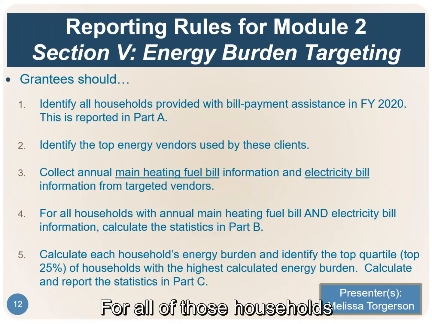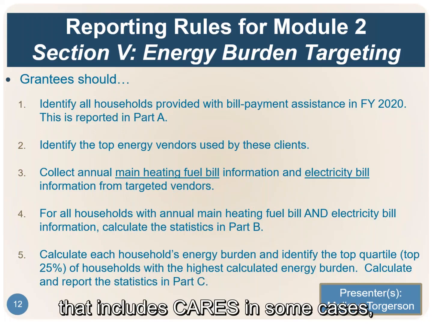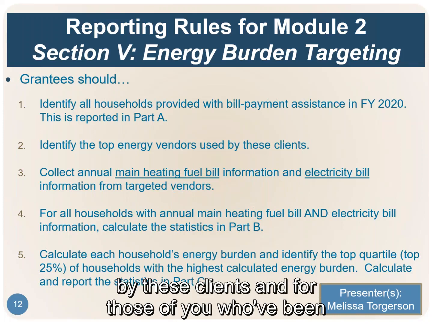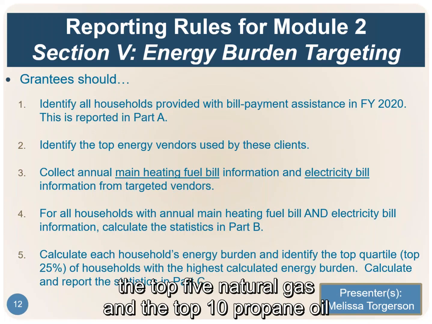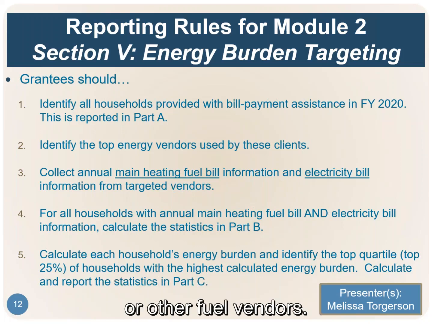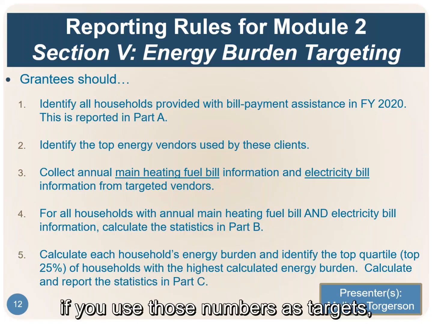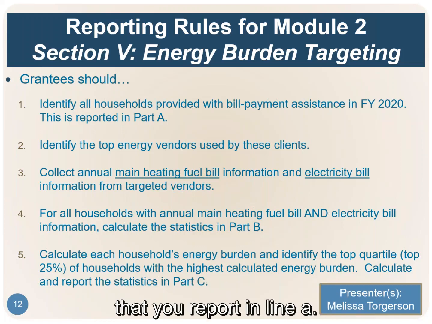For all of those households that got bill payment assistance, and as Dan said, that includes CARES in some cases, you're going to identify the top energy vendors used by these clients. And for those of you who've been around a while, you know this is the top 5 electric, the top 5 natural gas, and the top 10 propane, oil, or other fuel vendors. And so we found in most states that if you use those numbers as targets, you end up covering the majority of those households that you report in line A.